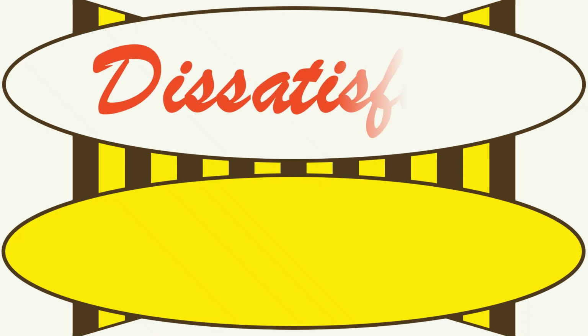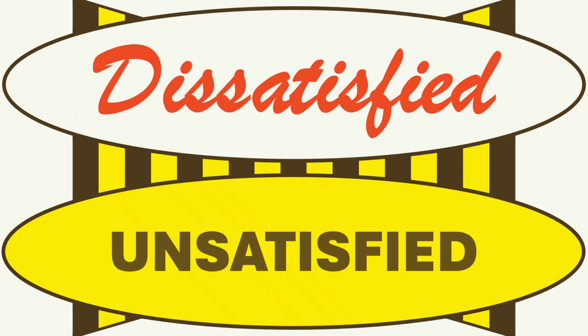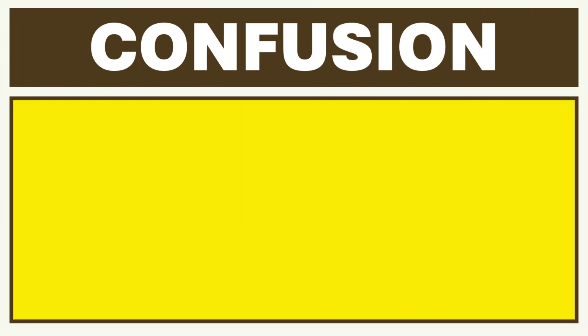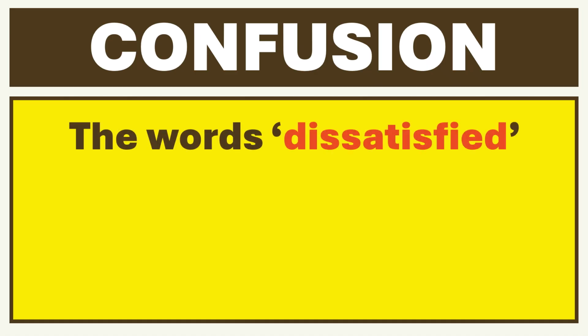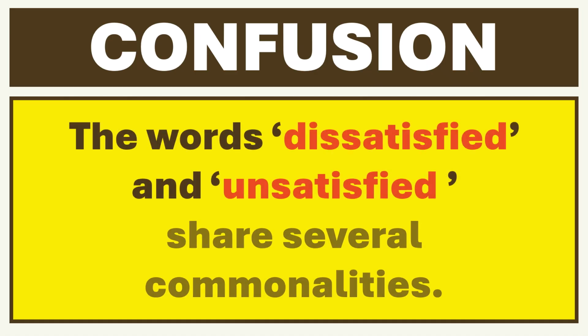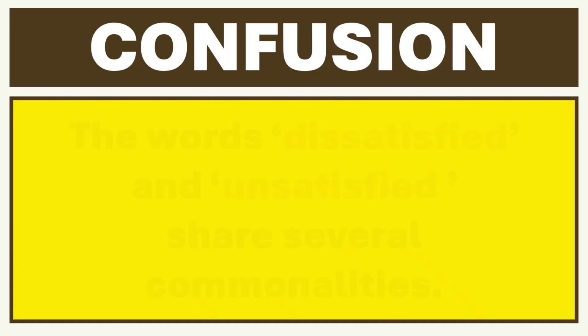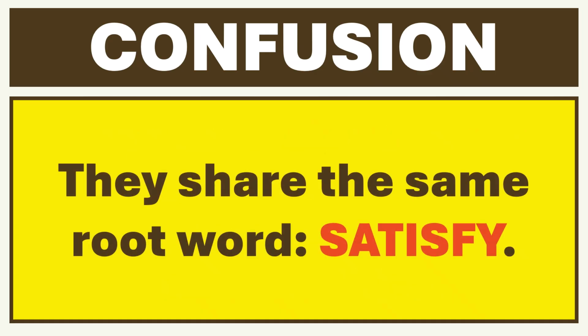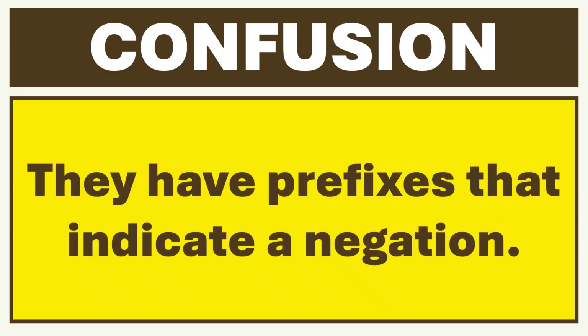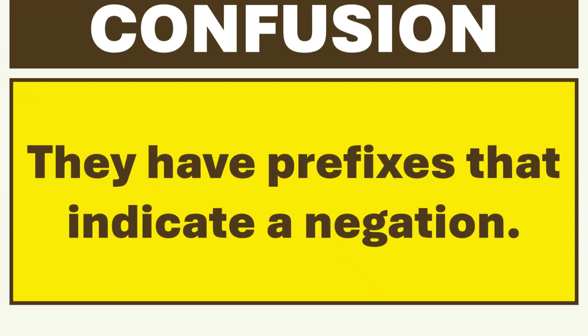In this edition of Word Battle, we're going to be examining the difference between the words dissatisfied and unsatisfied. Where does the confusion arise? Well, the words dissatisfied and unsatisfied share several commonalities. First and foremost, they share the same root word, which is satisfied. In addition, they have prefixes that indicate negation.